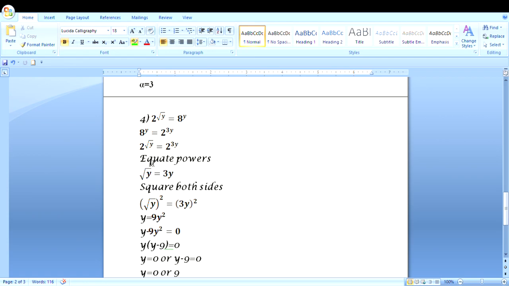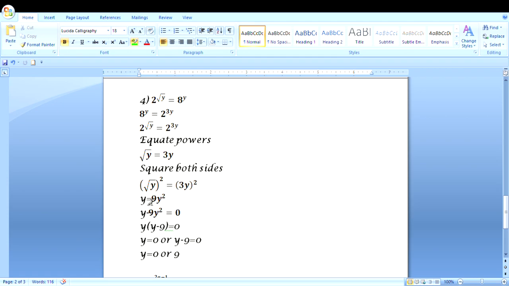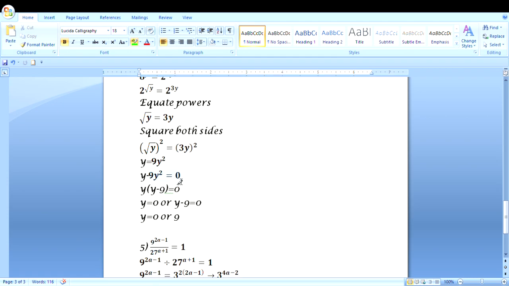Now to remove this square root, we have to square both sides. So if we square both sides, this becomes y is equal to, if you square this, 3 times 3 is 9. Y times y is y squared. This becomes y is equal to 9y squared. So you bring 9y squared to the left hand side. This becomes y minus 9y squared. This is plus, as it's crossing the equality sign, it becomes negative.